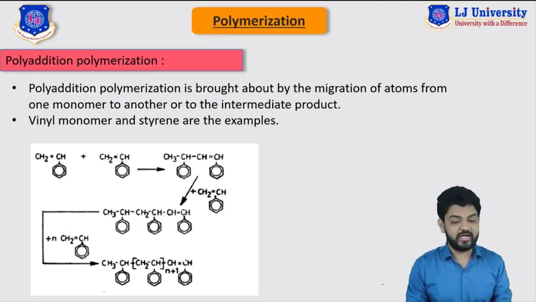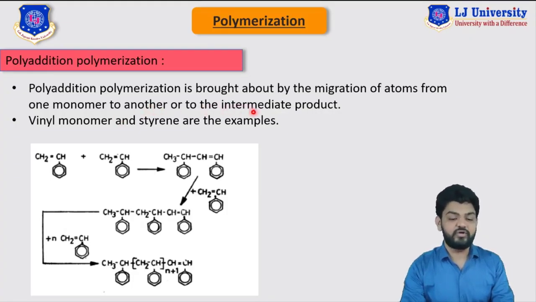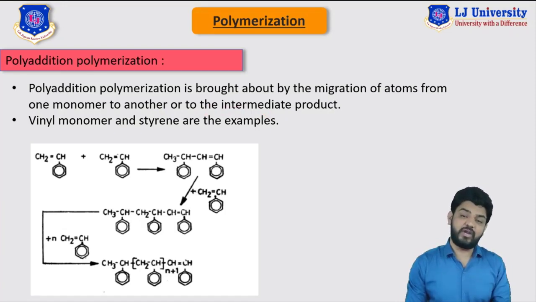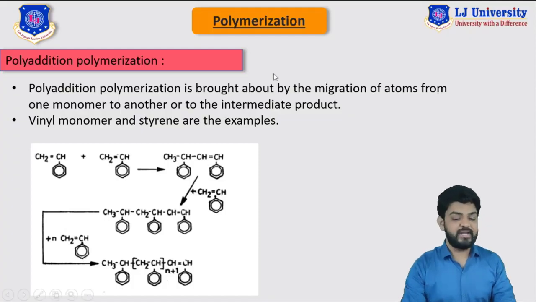You can see here poly addition polymerization is brought about by migration of an atom from one monomer to another monomer, or to produce intermediate products, right? So in this method we can also have intermediate products that are again very useful for industrial applications. Vinyl monomer and styrene are the basic examples for this method. So now let's understand this method with the example of styrene.